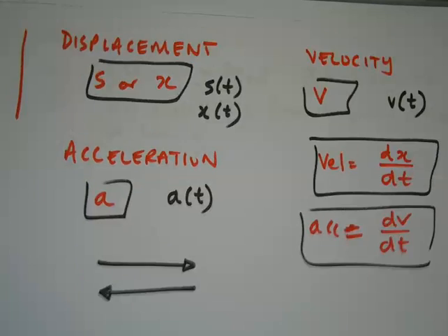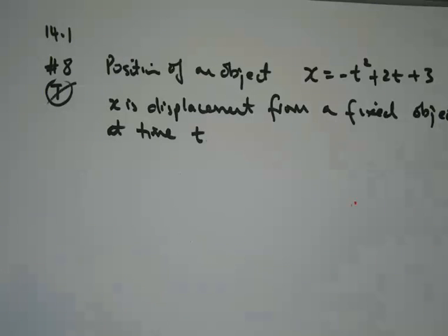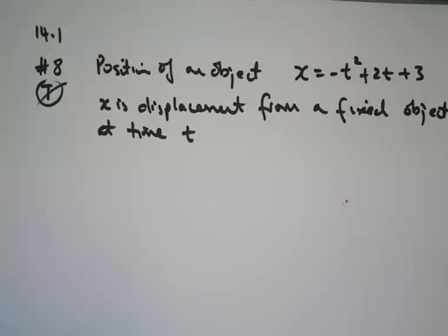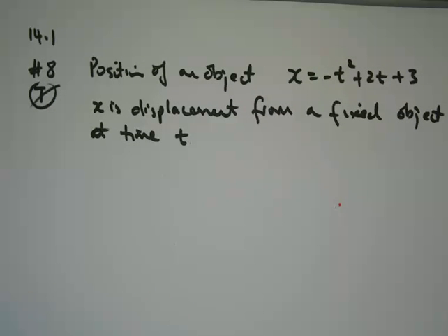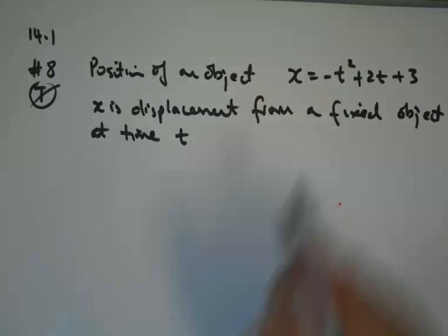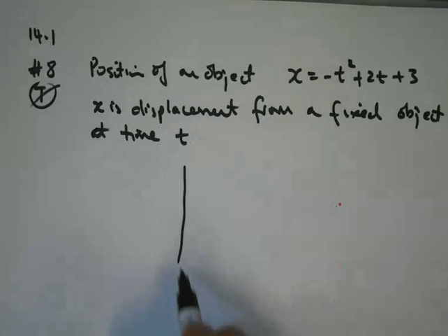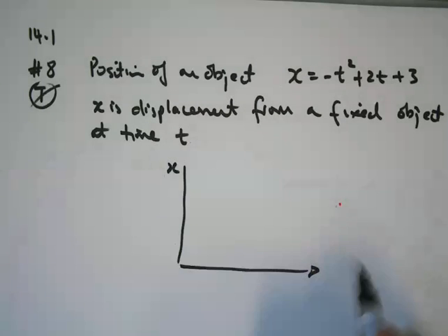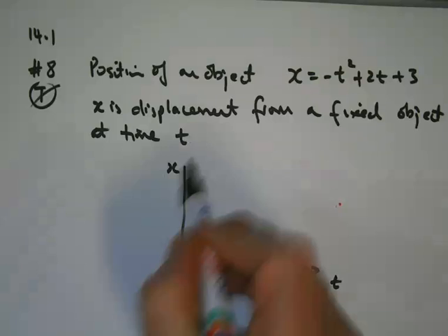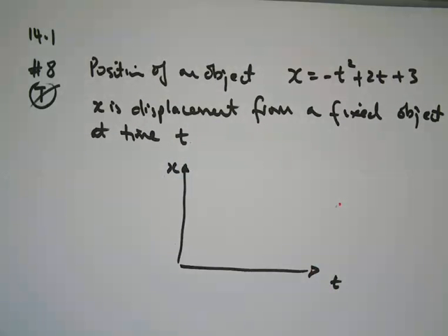Okay, looking at 14.1, question number 8. The position of an object is given by x equals minus t squared plus 2t plus 3, where x is the displacement from a fixed object at time t. So, for my displacement, it's actually going to be x against t. X is no longer the independent variable, the horizontal axis. X is now the y-axis.